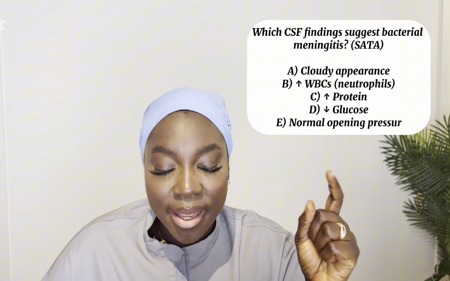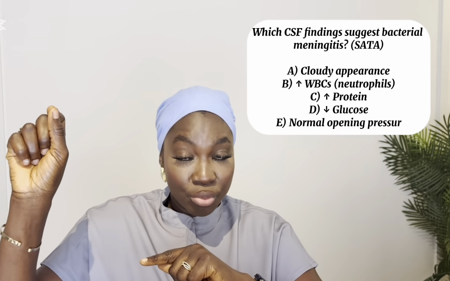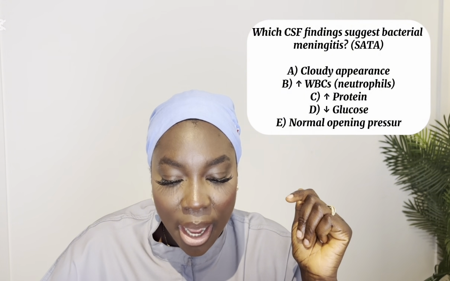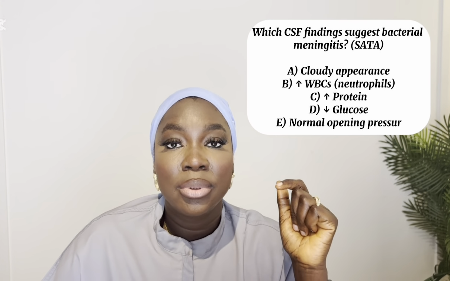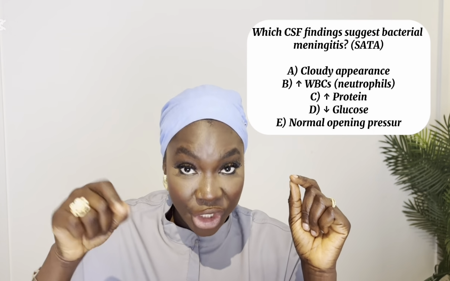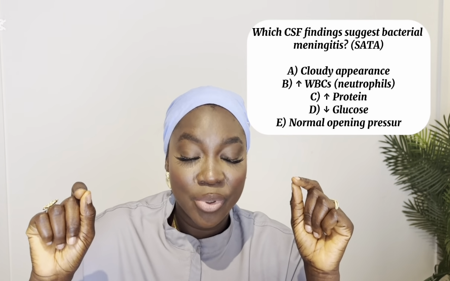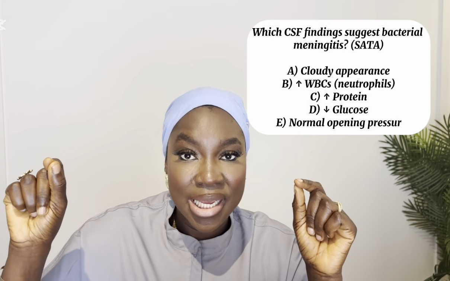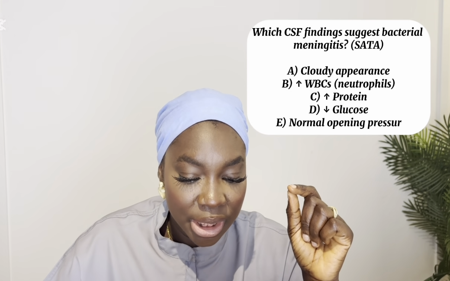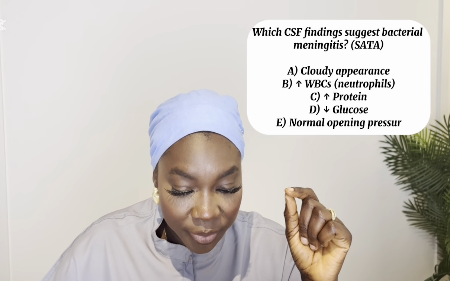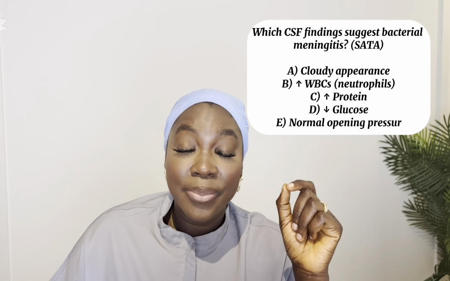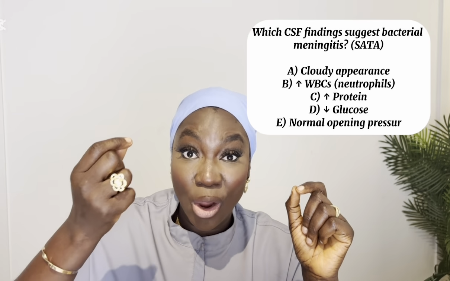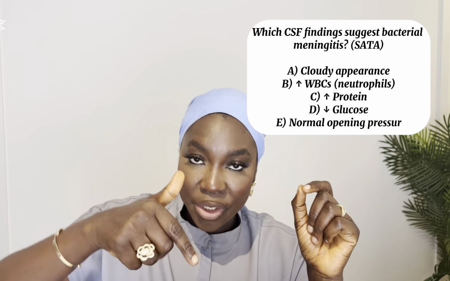A, cloudy appearance. Absolutely true. I said that in my explanation. And B, increased white blood cell. Check. Yes, I mentioned that there will be increased white blood cell. Right. C, protein. Because of leakage of protein into the CSF, yes, there will be increased protein. And D, decreased glucose. Absolutely, because in bacterial meningitis, the bacteria consume glucose, so there will be decreased glucose.